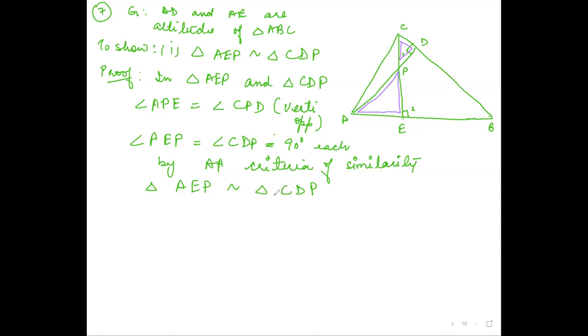So this is done. And the second part, what we have to show is that triangle ABD is similar to triangle CBE. Now, which is ABD? ABD, okay. So please see ABD in the figure.